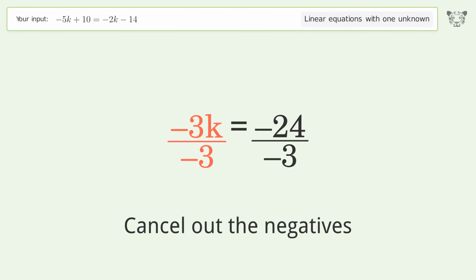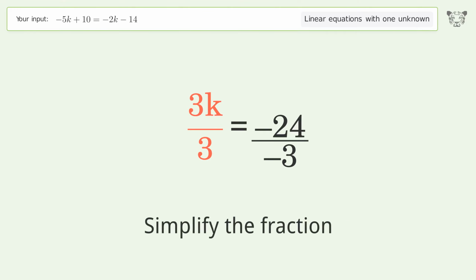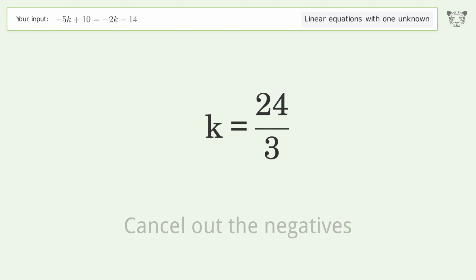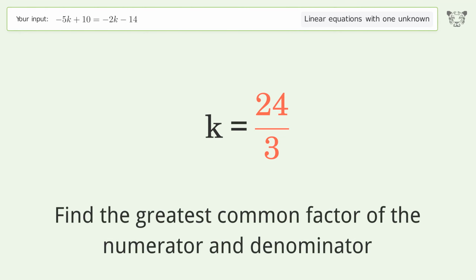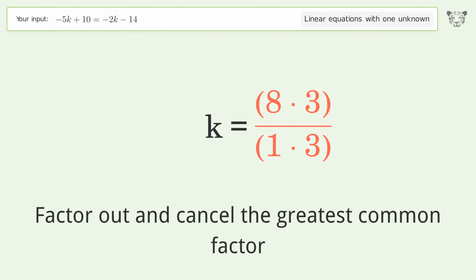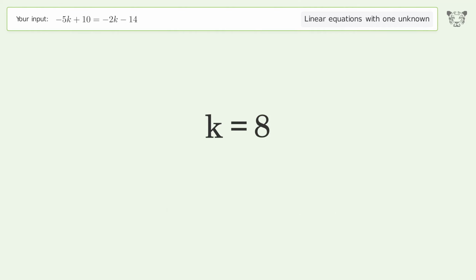Cancel out the negatives. Simplify the fraction. Cancel out the negatives. Find the greatest common factor of the numerator and denominator. Factor out and cancel the greatest common factor. And so the final result is k equals 8.